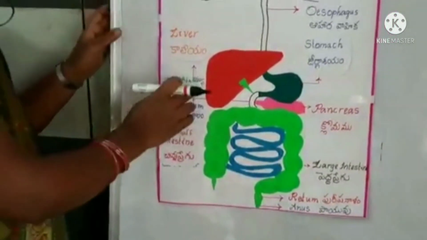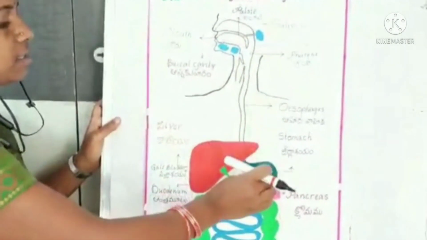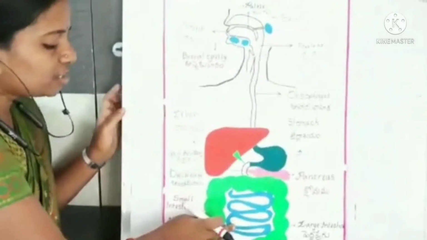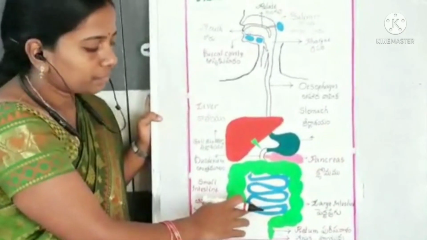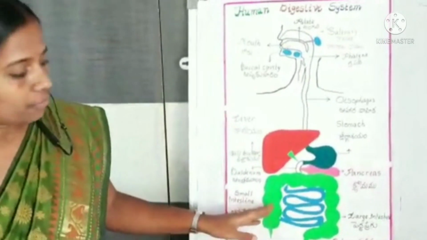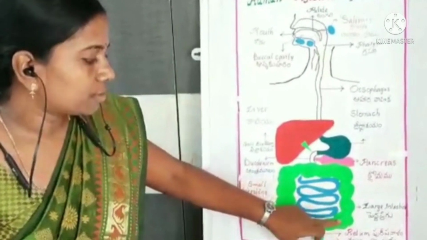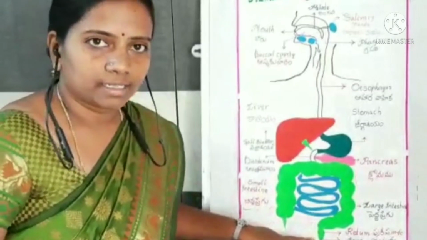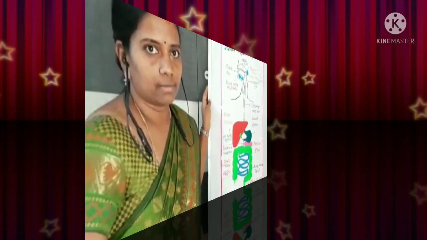Finally, the food which we take in the mouth is completely digested by the digestive enzymes. And the digested food is absorbed in the small intestine by villi. And undigested food enters the large intestine. From this large intestine, the undigested food moves through and is eliminated from the rectum and anus. With this, our food is digested.